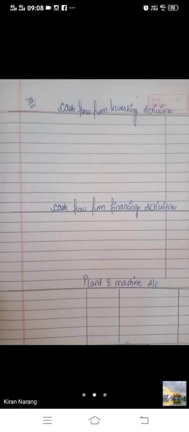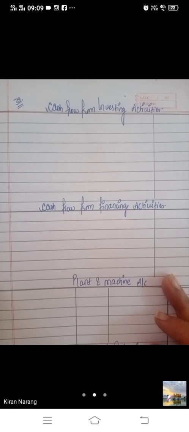So बच्चे, illustration number 32. In this question, we have to calculate two things. From the following information, calculate cash flow from investing activities and cash flow from financing activities. And adjustment related to machine and depreciation is given to you. That's why we will make two accounts, plant and machine and depreciation account.